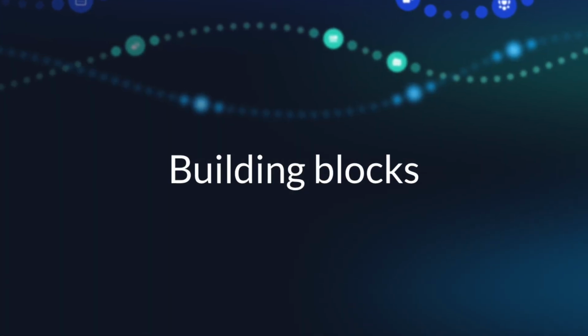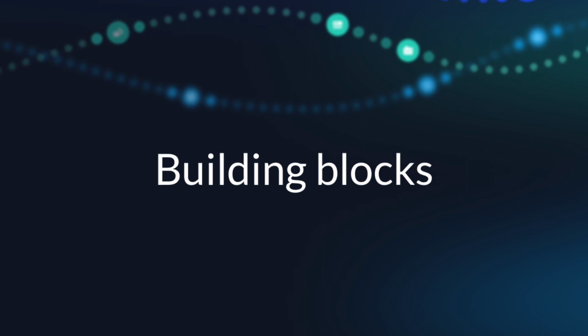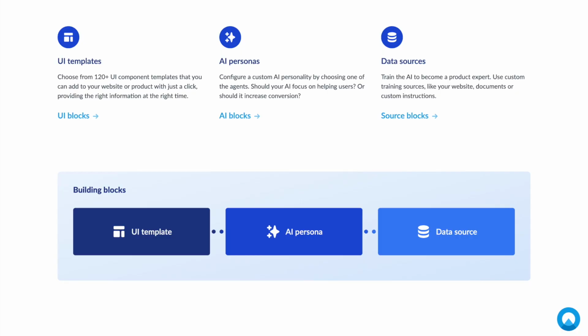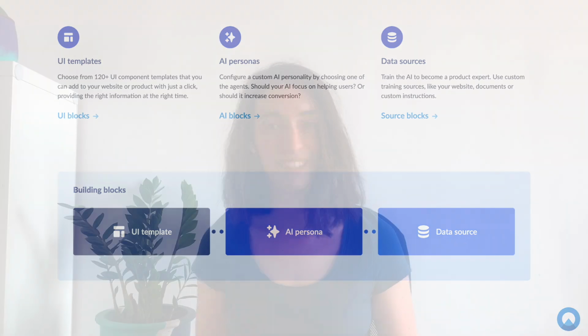Now, let's take a look at the building blocks of our conversational UI. In a simplified manner, our conversational UI is made up of three main building blocks. There is your UI template, which is a component, an AI persona, and data sources, aka training material for your AI or integrations to connect your favorite tools and services. Let's find out a bit more about each of these building blocks.